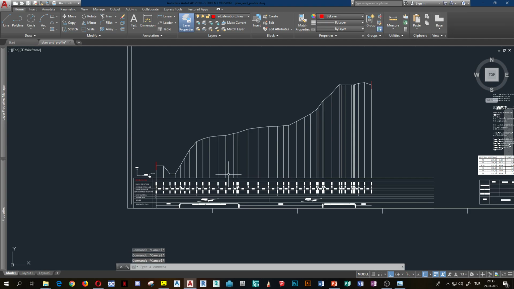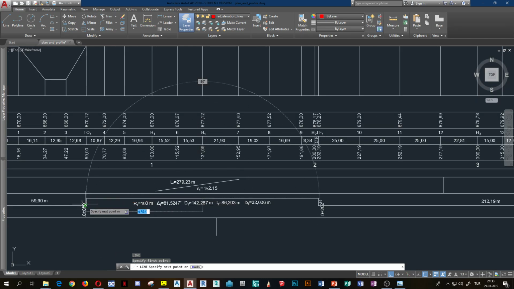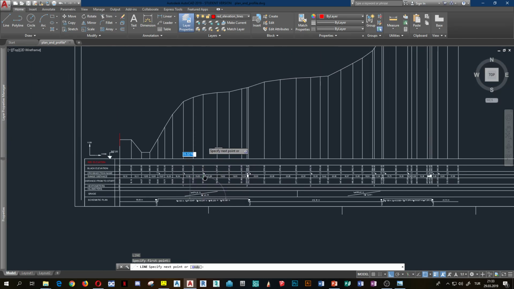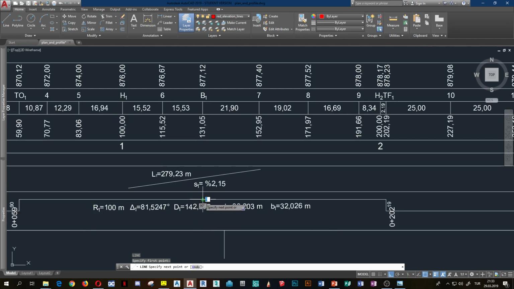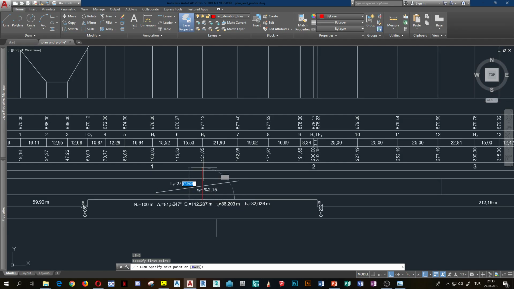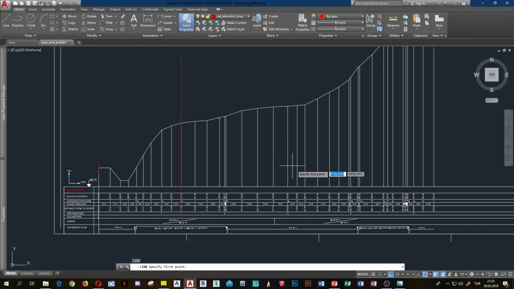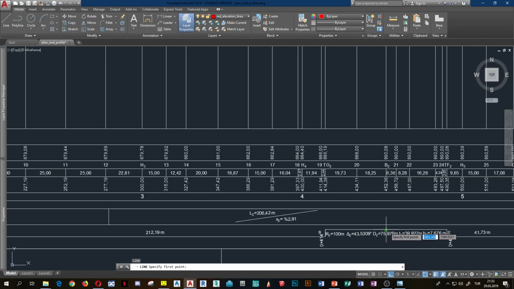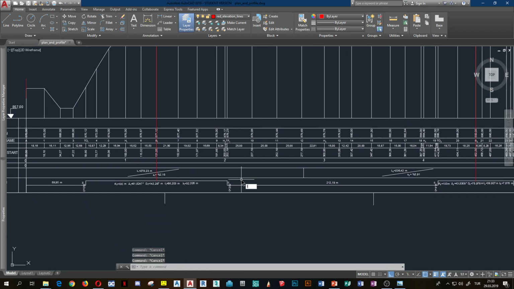Firstly, your vertical curve must be on the midpoint of the horizontal curve. It's the midpoint of the horizontal curve, my first horizontal curve here. And another option is the second vertical curve midpoint.